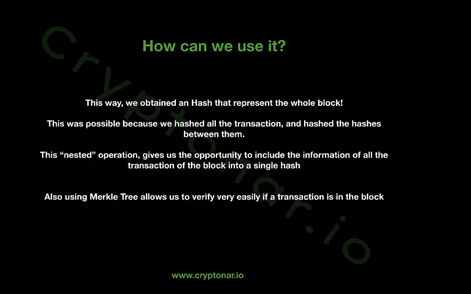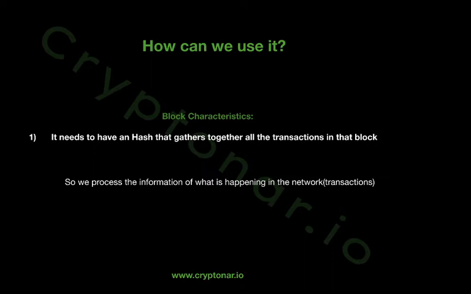And this way the hash represents the whole block, and this was possible because of this operation that we saw. So we have the first characteristic of the block, which is that it needs to have a hash that gathers together all the transactions in that block. So this is a feature that the block of Bitcoin should have. And this way we can process the information on what is happening in the network, transaction-wise.